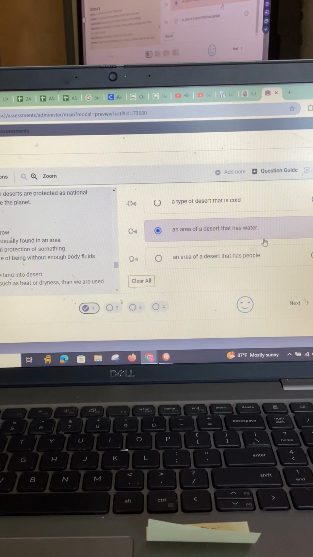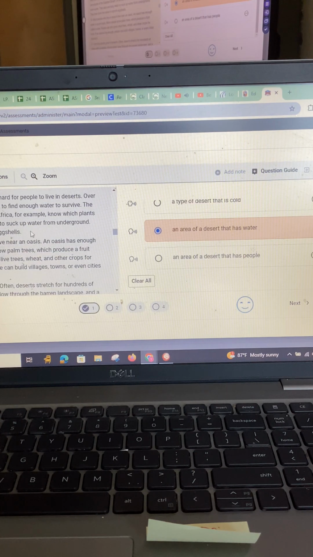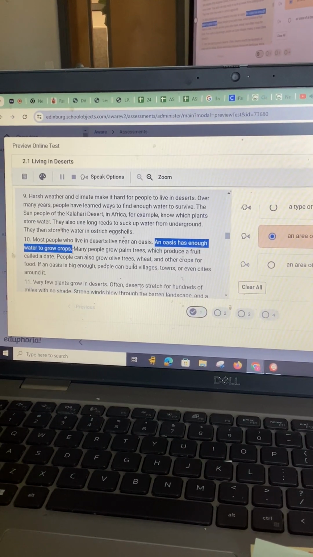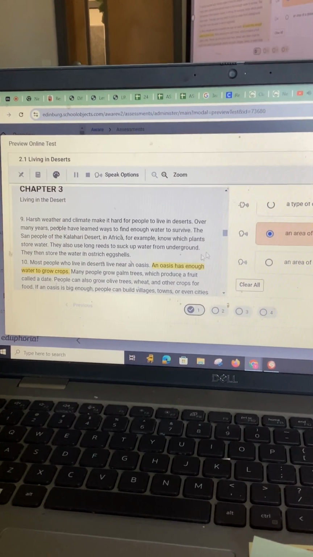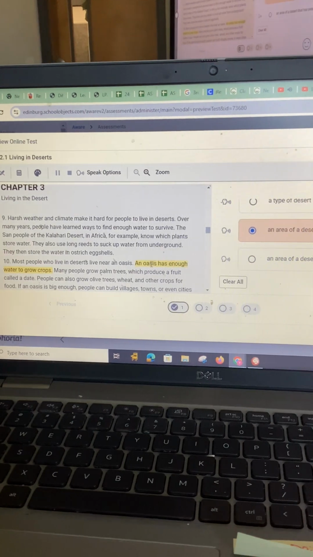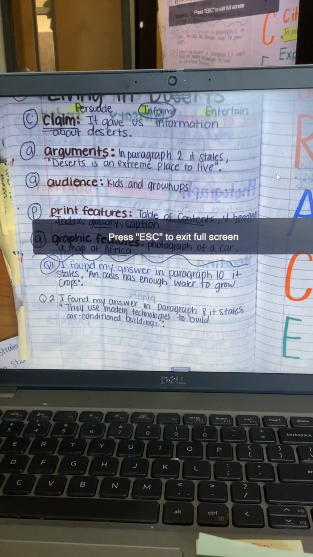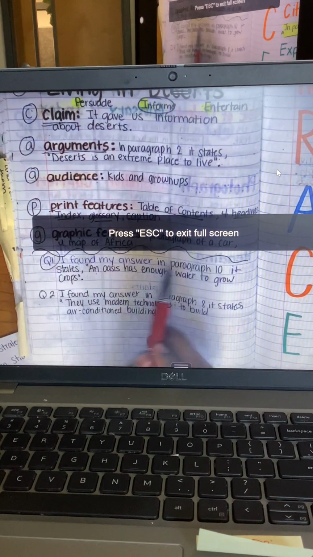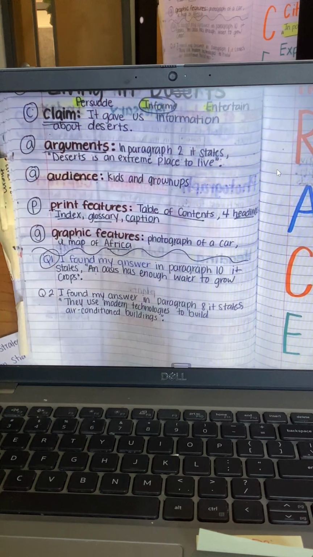So here, our answer is an area of a desert that has water. Now, how do I know? Oh, Miss, porque in paragraph 10, Miss, mira, I went back and I read it. In paragraph 10, it says an oasis has enough water to grow crops. Mira, Miss, aquí dice paragraph 10. Ah, okay. So you see how that person proved their answer? Well, I have to go back to my strategies and make sure that I write it down. So, question 1, I found my answer in paragraph 10. It states an oasis has enough water to grow crops. That proves that that's my answer.